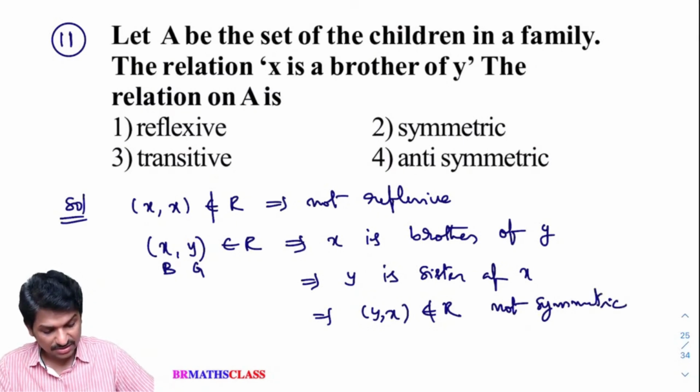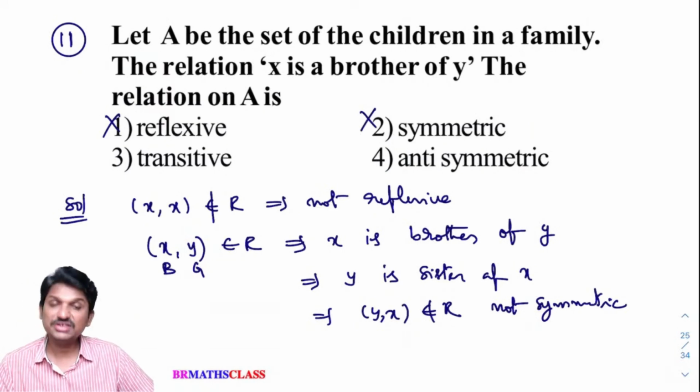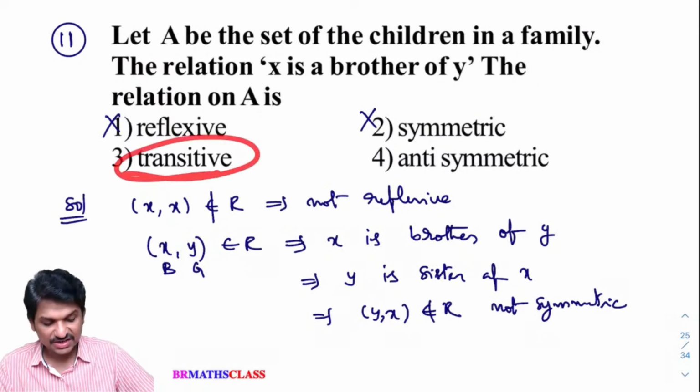Now you strike off the options. Here, first point, it is not reflexive. When it is not reflexive, you strike off the reflexive option. Okay. Now what you got? It is not symmetric also, so strike off symmetric. Now is this relation a transitive relation? Now we need to check whether this relation is transitive or not.